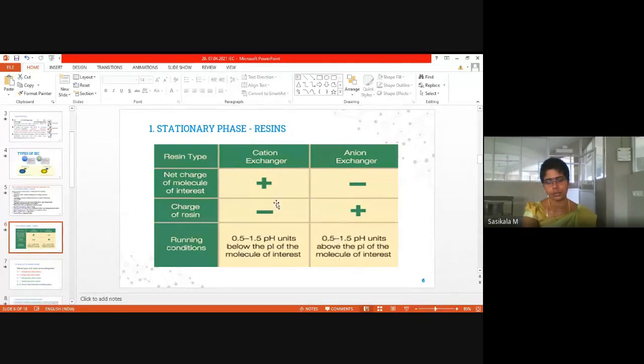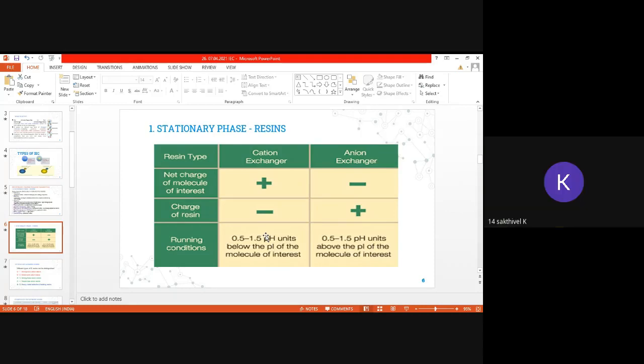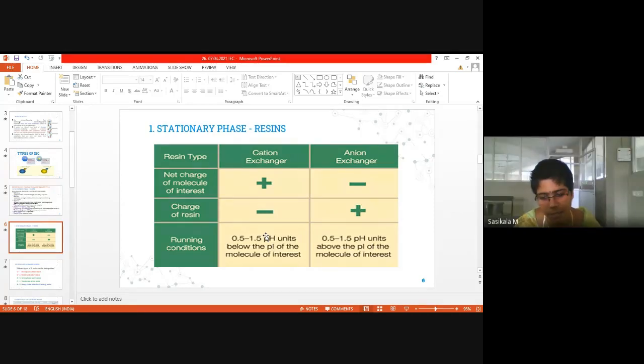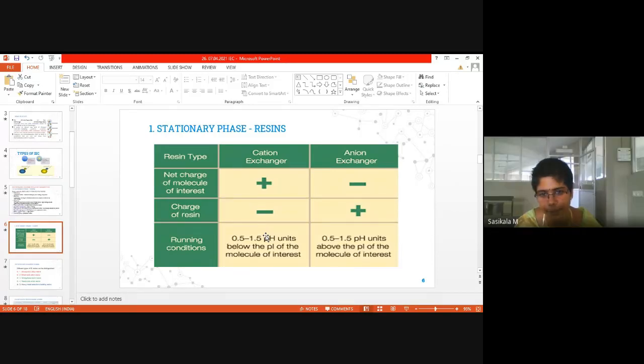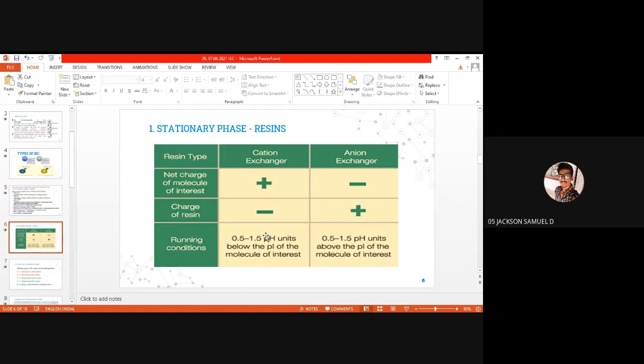Got it? So what is the condition of mobile phase for cation exchange chromatography? What is the condition of pH in cation exchange chromatography? Acidic pH or basic pH? Acidic pH, ma'am. Acidic pH. So we have to maintain acidic pH by using acidic buffers. Okay. Why is it acidic pH? Why do we need to maintain acidic pH?